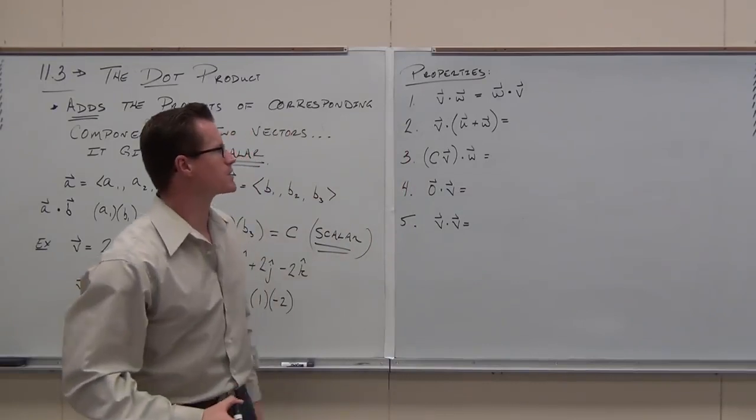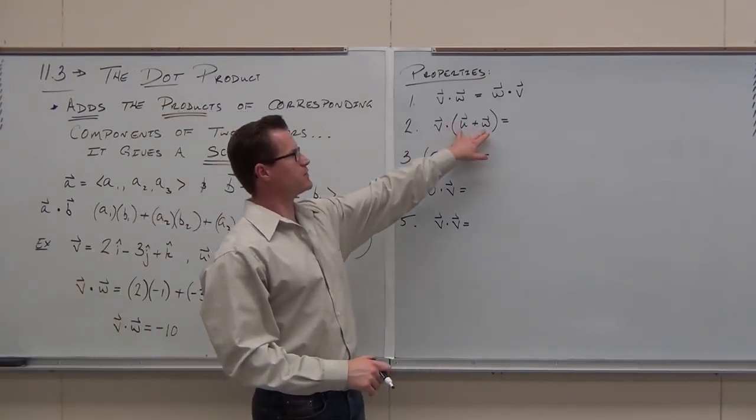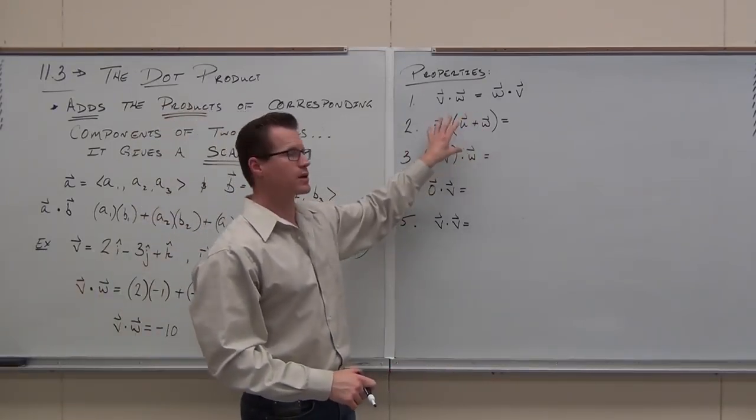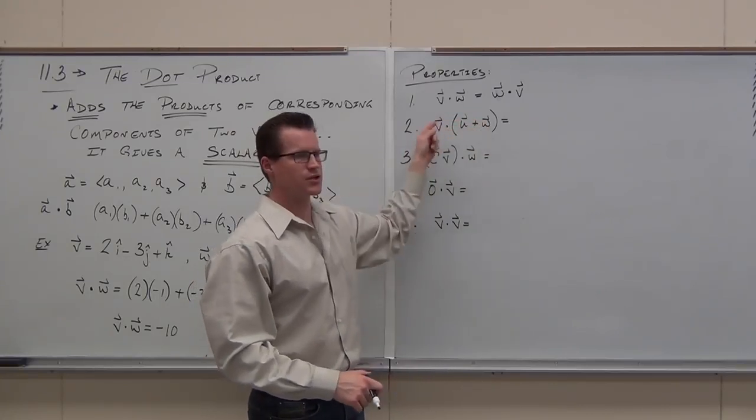And there's some other ones. If we have an addition of two vectors and we dot product that, it's also distributive.